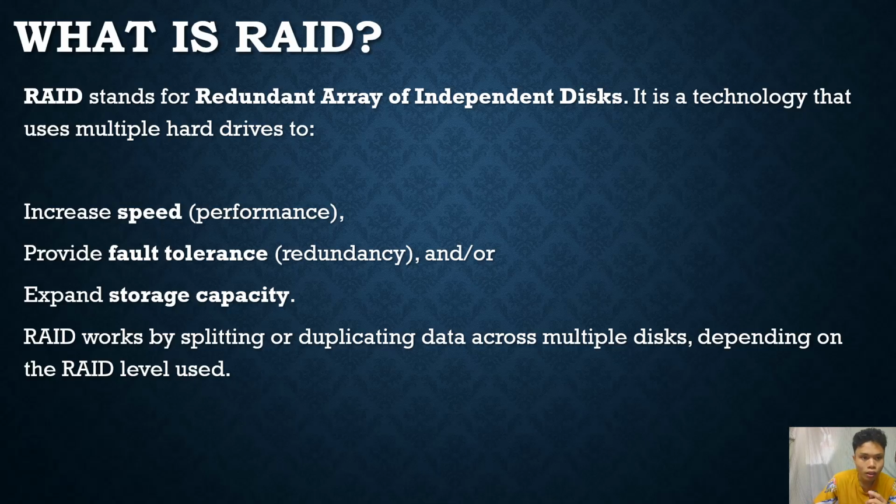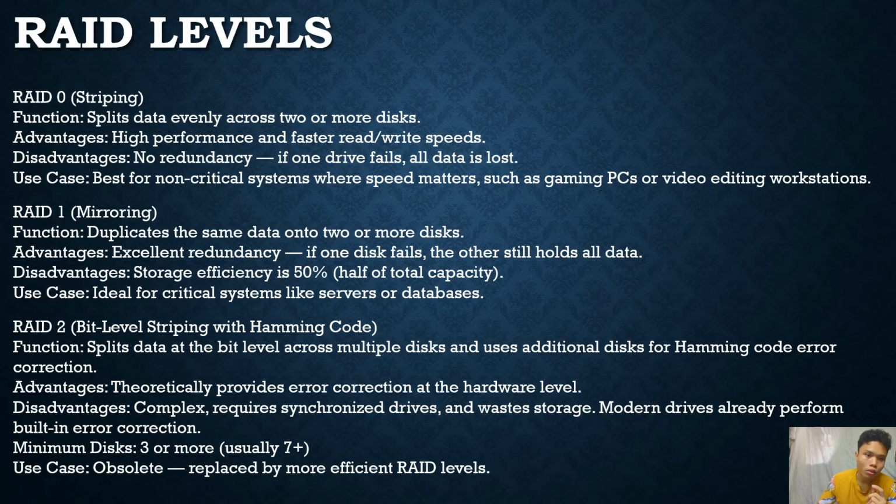As I've said, RAID stands for redundant array of independent disks. It is a technology that uses multiple hard drives. So what's the use of it? It increases speed and performance, and it provides fault tolerance, redundancy, or expands the storage capacity. RAID works by splitting or duplicating the data across multiple disks depending on the RAID level used. So these are the RAID levels.